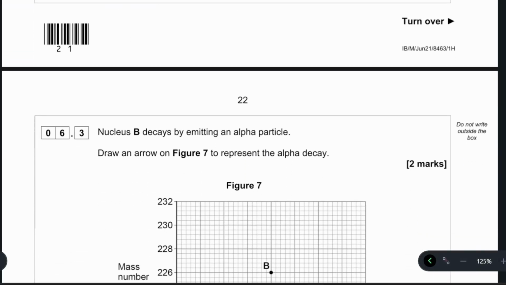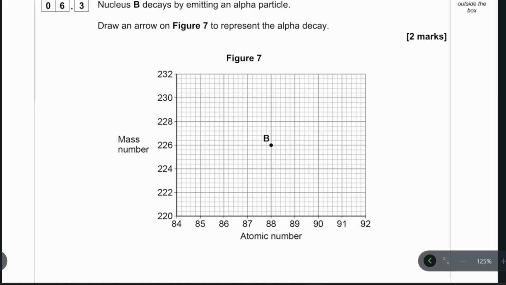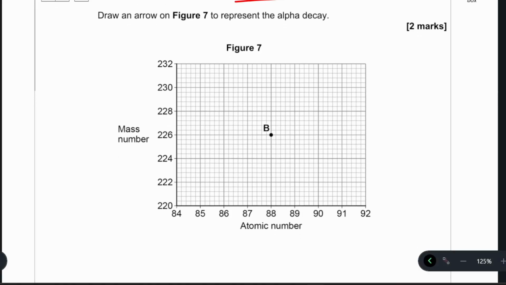Perfect. 6.3, nucleus B decays by emitting an alpha particle. So we've got alpha particle decay going on. We want to draw an arrow on figure 7 to represent the alpha decay. So in alpha decay, we emit an alpha particle, and an alpha particle is made up of 2 protons and 2 neutrons.